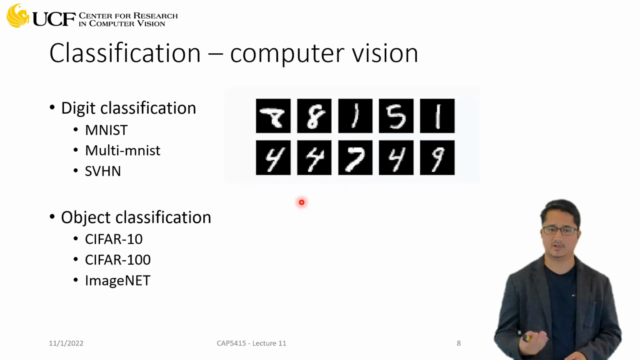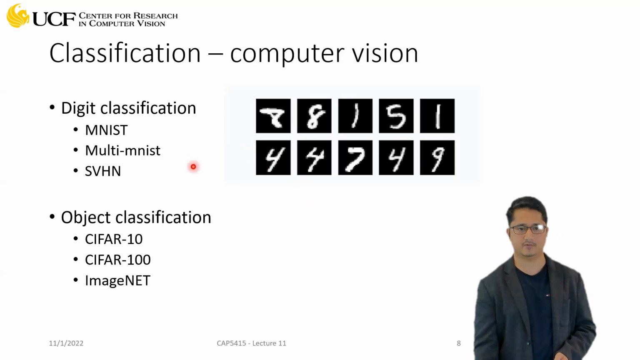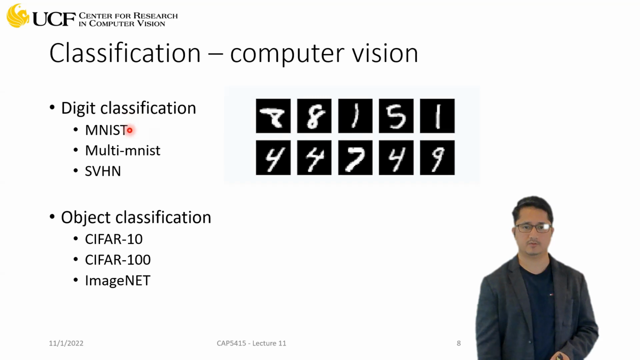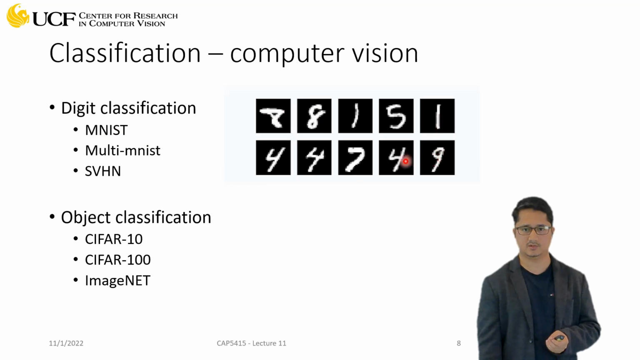Right, so you can have different categories of classification problems. As I said, you can have digit classification. For that, we have the MNIST dataset, which is roughly 60,000 images, and the images look something like this. Each image corresponds to one of the digits, and the classification task is, given each of these images, you have to say which digit is present.